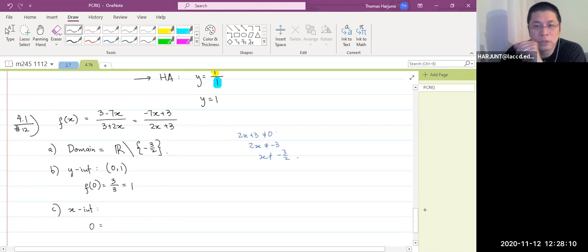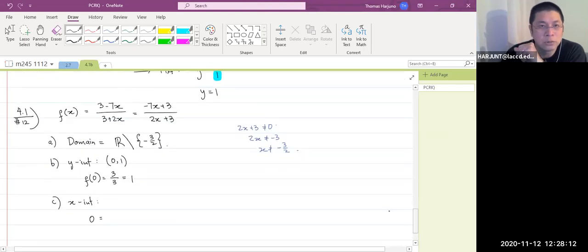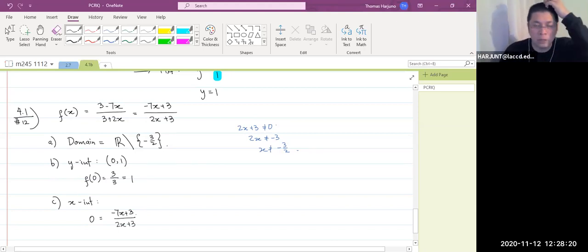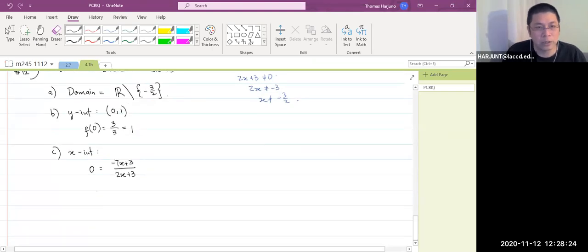It means I need to set the function equal to 0, right? Negative 7x plus 3 over 2x plus 3. If it is a rational function equal to 0, then the numerator has to be 0. Is that right? So 7x equals 3, x equals 3/7. So the x-intercept is (3/7, 0).